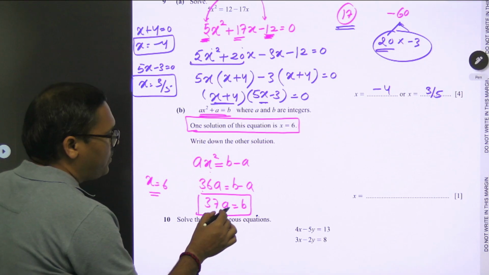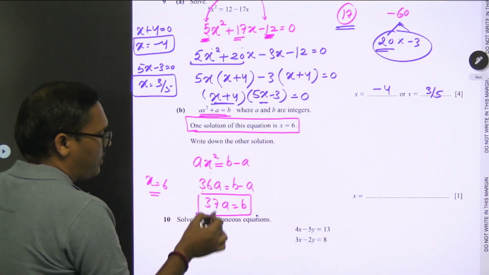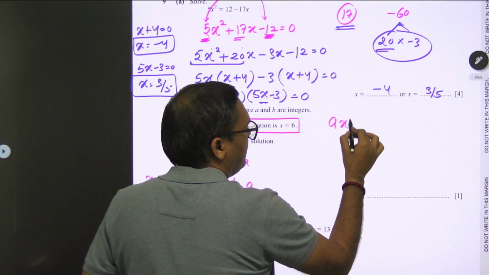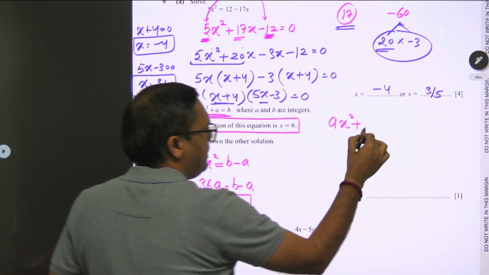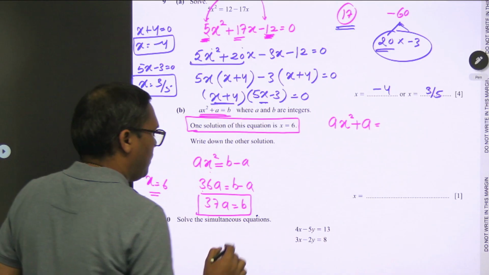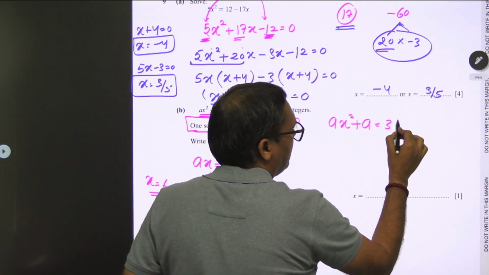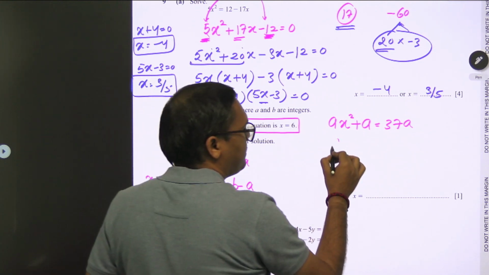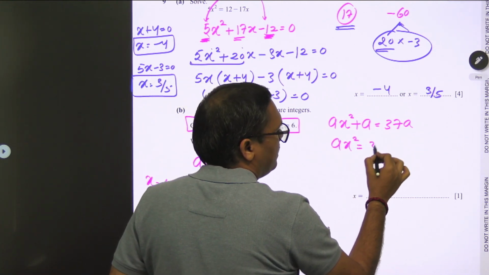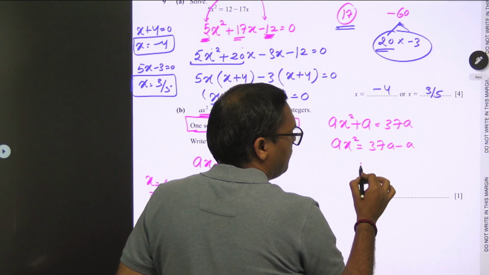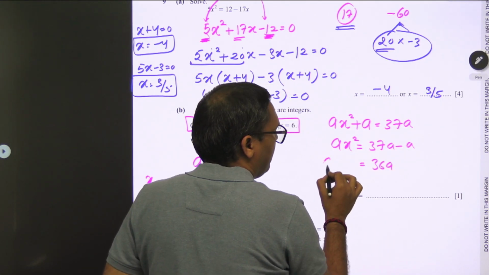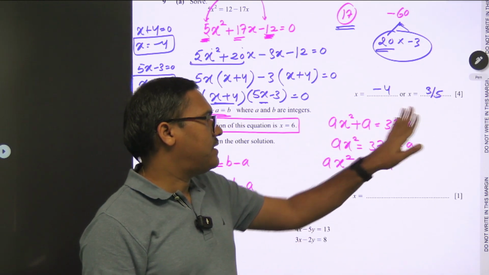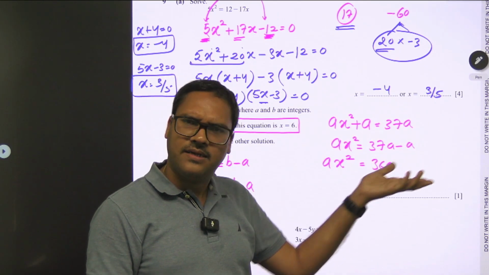Okay. So now we know that b is equal to 37a. So I can say this equation is basically ax square plus a equal to b. Now what is b? b is 37a. So here you can now easily solve this. This is ax square equal to 37a minus a, which will become 36a. I hope this is also clear. 37a minus a, 36a.